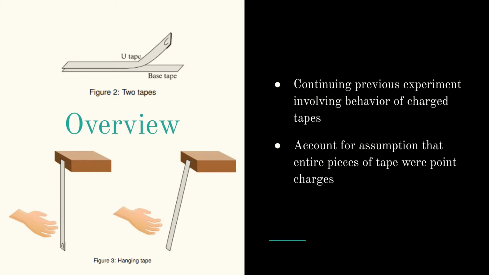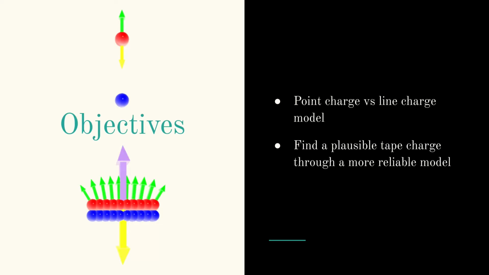The purpose of this lab is to address an issue on its previous iteration involving the behavior between charged pieces of tape, that being the assumption that the tapes themselves were point charges. In reality, we know that our pieces of tape contain charges distributed throughout its entire system. To better reflect this notion, we will follow a line charge model and compare its results with a point charge model. More specifically, we want to find out how each model derives a charge for our pieces of tape and see whether their values differ, ultimately finding the one that better represents the scenario.